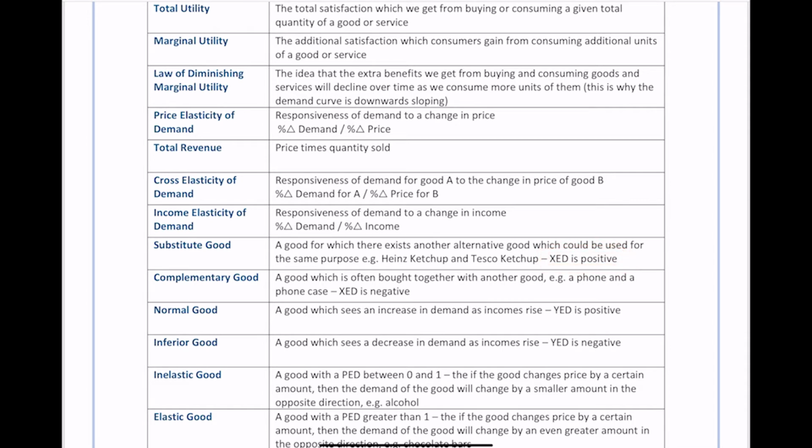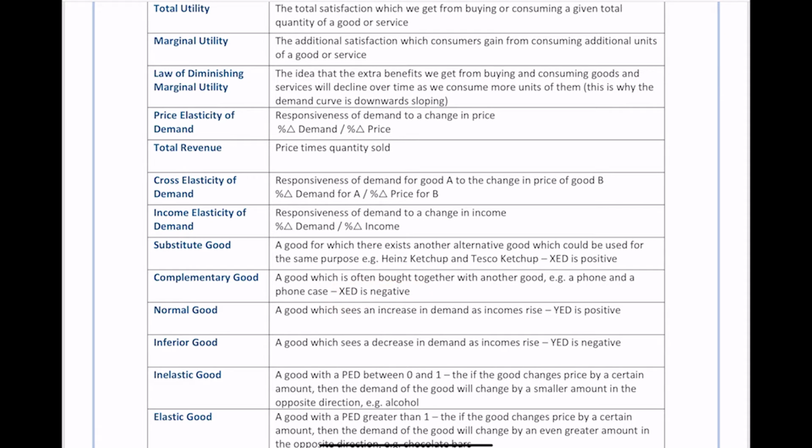And then you've got complementary goods. And these are goods which are often bought together with another good. So like before I said, if you buy a phone, it's quite likely to buy a phone case with it. Hence they're complementary goods. So for these goods, your cross elasticity of demand is negative.